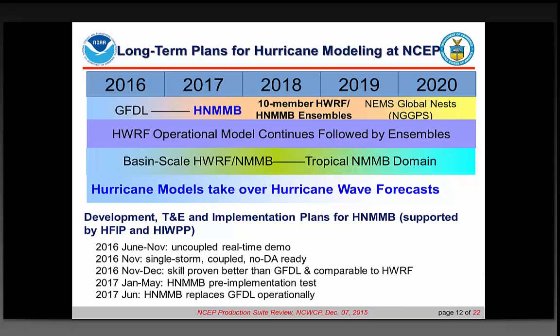Moving on to the long-term plans, I have to focus on three aspects. One is the status of GFDL. We plan to replace the GFDL model with the new NEMS-based NMMB for hurricanes by 2017 and implement 10-member H4 ensembles by 2018. And move on to global to local scale under the NGGPS for 2020 and beyond. And in between, we have a plan to implement a multi-scale, multi-storm basin scale or tropical NMMB for continuity. And hurricane models take over the hurricane wave forecast. So these are the three major plans.